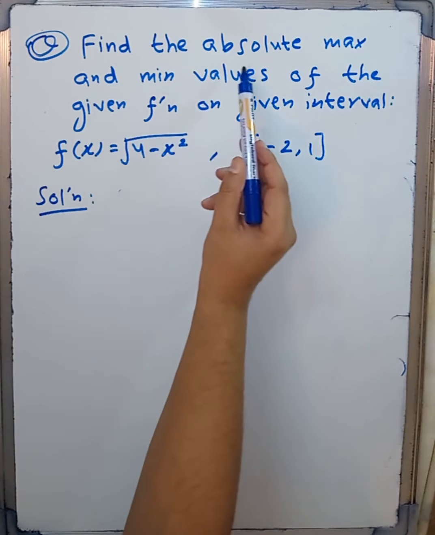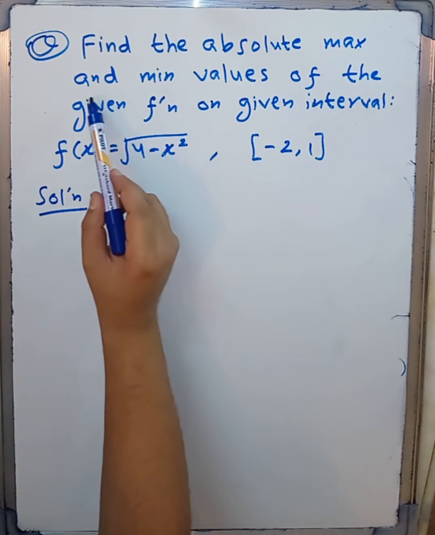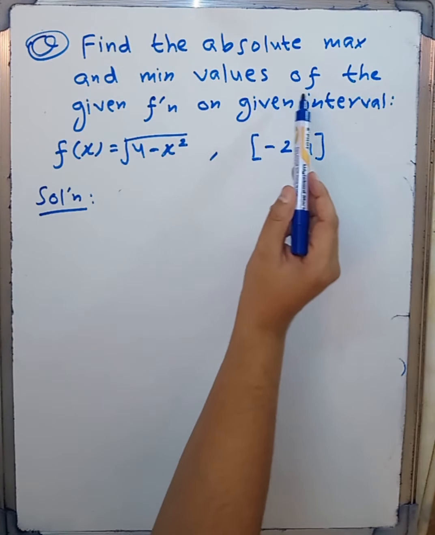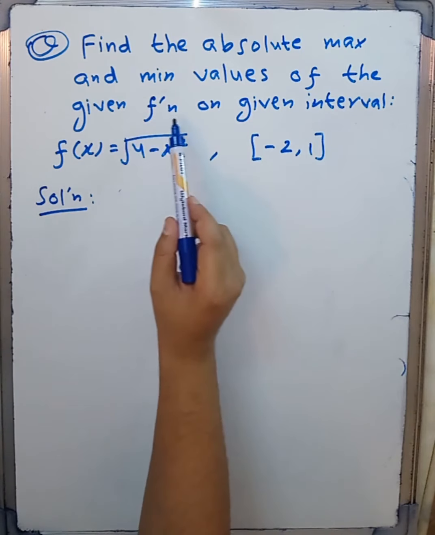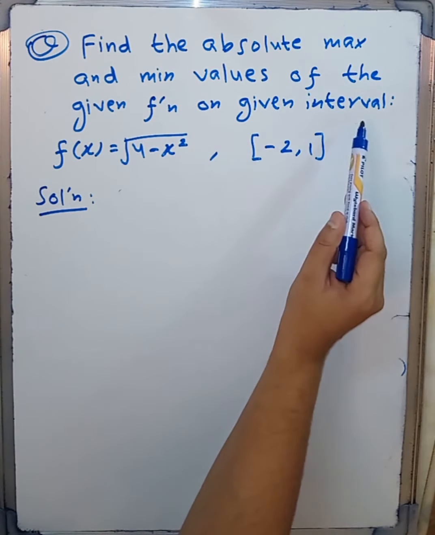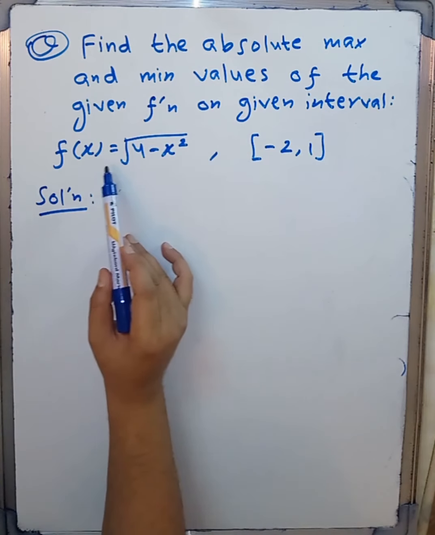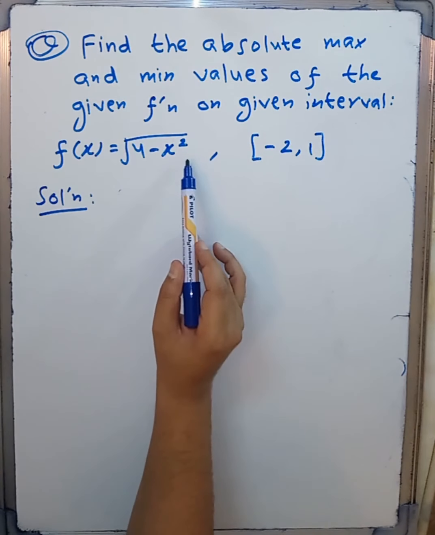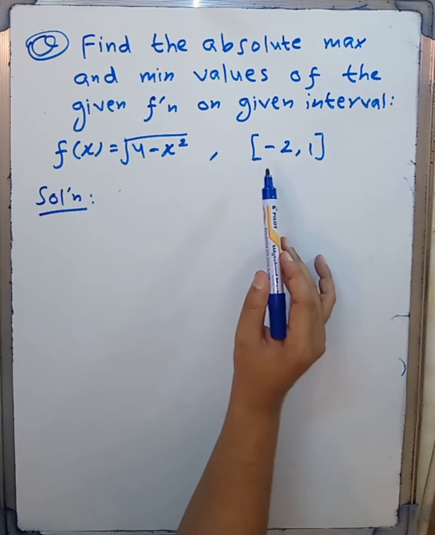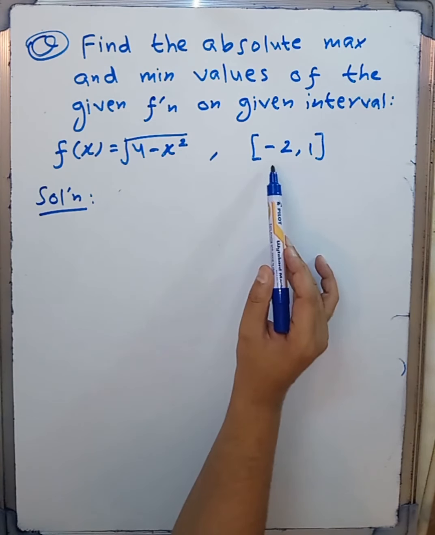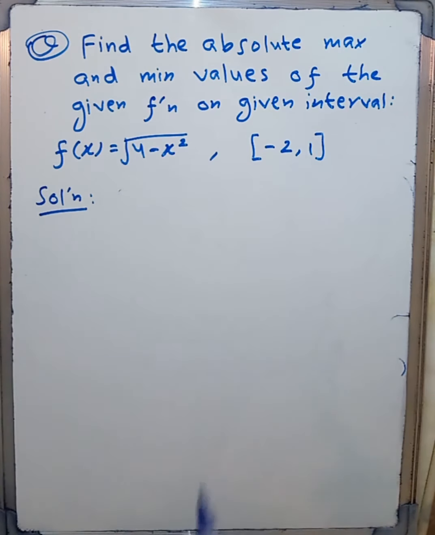Find the absolute maximum and minimum values of the given function on the given interval. f(x) equals square root of 4 minus x square on the closed interval [-2, 1].